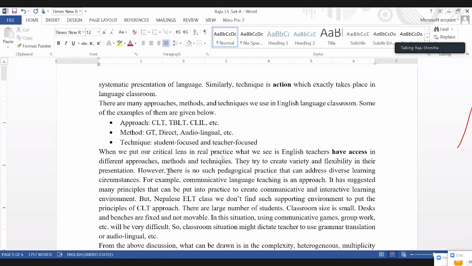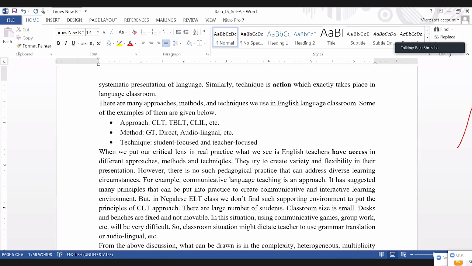For example, communicative language teaching is an approach. It has suggested many principles that can be put into practice to create a communicative and interactive learning environment. But in the Nepalese ELT classroom, we don't find such a supporting environment to put the principles of CLT into practice. There is a large number of students. Class size is large. Desks and benches are fixed and not movable.